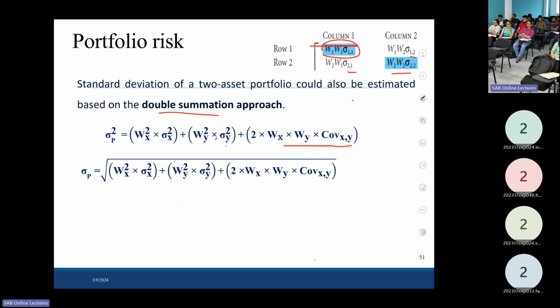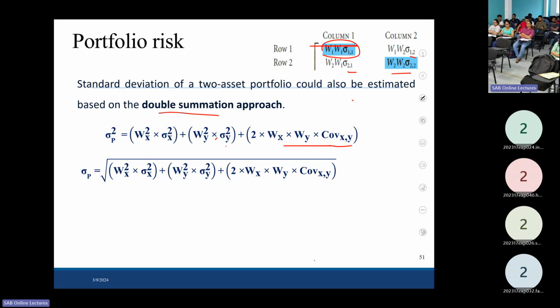Like the previous statistical method, it is very difficult to apply when the number of stocks is more than 2. There are many combinations to calculate, which is very difficult. But here you can extend this formula when the number of stocks in the portfolio increases. So that is for your understanding. Don't worry, because we discuss only the 2-asset portfolio. So this is the double summation formula applicable for you. Then accordingly you can calculate variance and standard deviation.